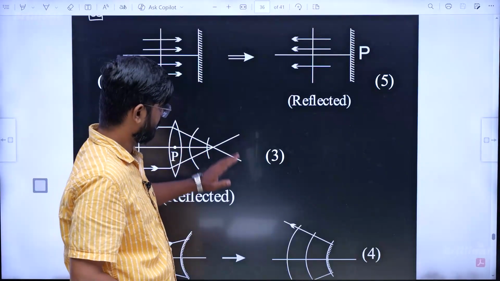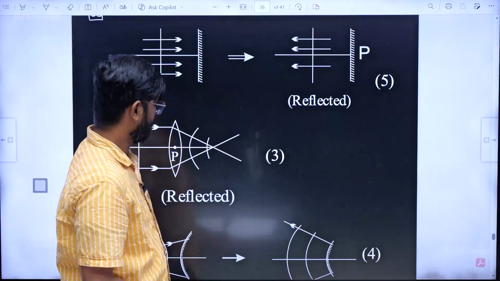So they will be crossing P. So option 3 is going to be correct.